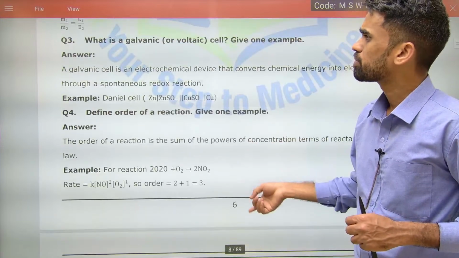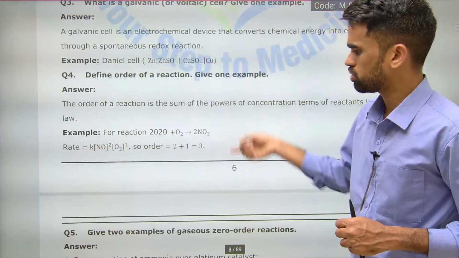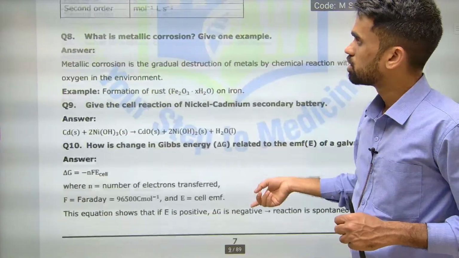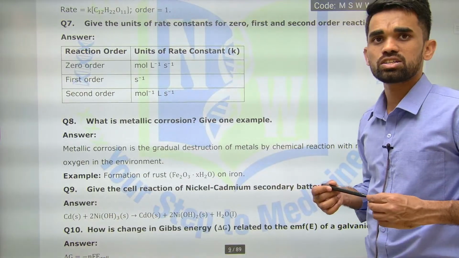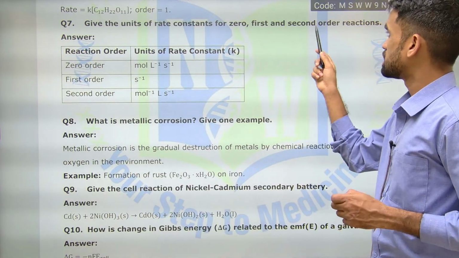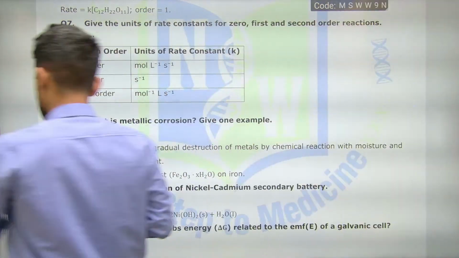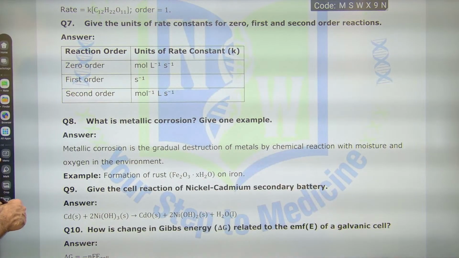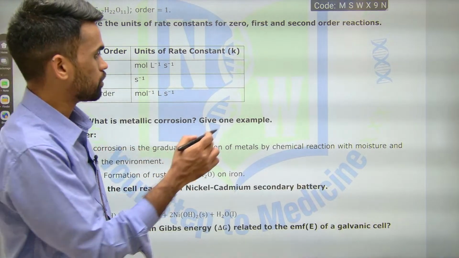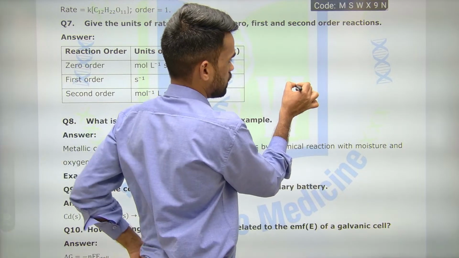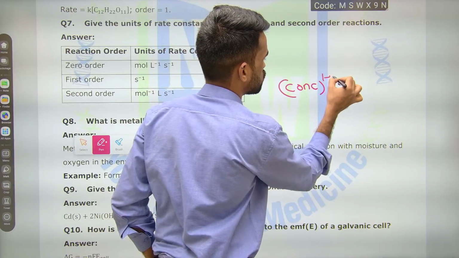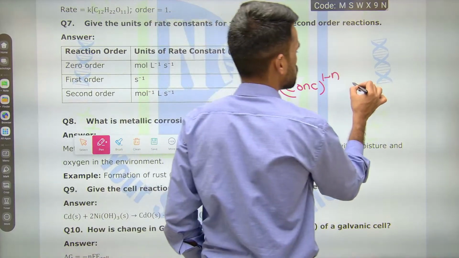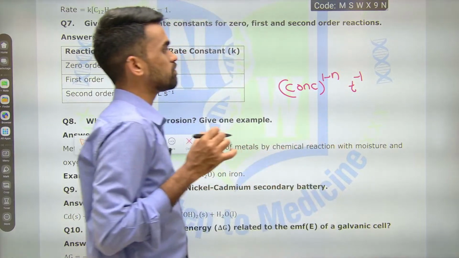Now the next question, let me show you. Give the units of the rate constant for zero order, first order and second order reactions. I will tell you one simple way to identify these rate constant units. Just follow this step. It is useful in your competitive exams also. It is concentration to the power 1 minus n, time inverse. That's it. This is the thing you need to remember.